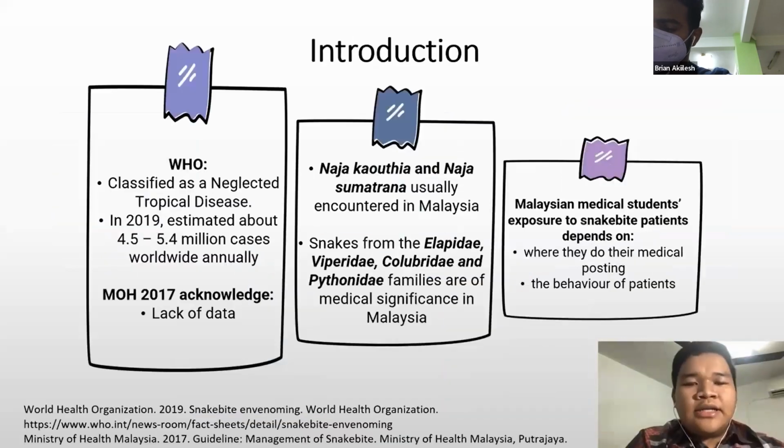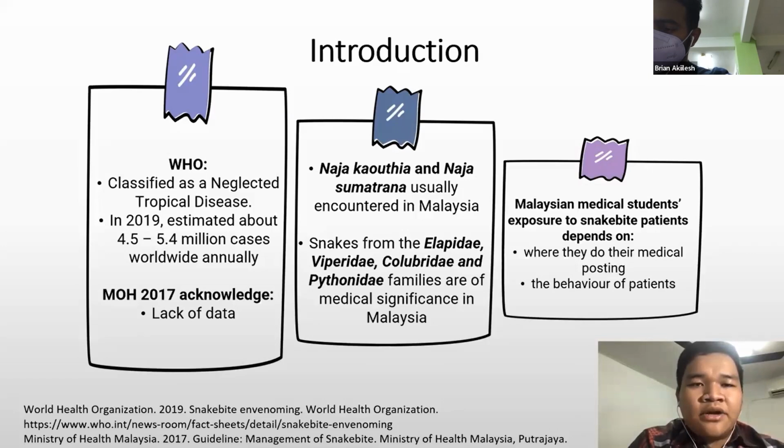The World Health Organization, WHO, has categorized snake-related injuries as a neglected tropical disease which can cause permanent disability or worse, can lead to death if not treated timely and appropriately. In 2019, the WHO estimated around 4.5 to 5.4 million snake bite cases worldwide annually. In Malaysia, the Ministry of Health acknowledged the importance of identifying Malaysian snake species for appropriate treatment and addressed the lack of data on snake bites in Malaysia.